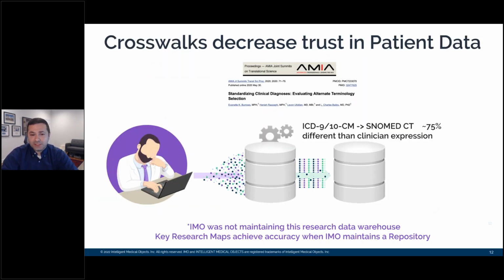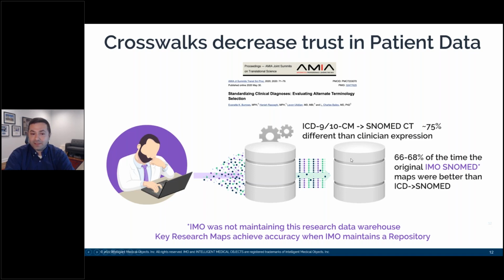Amy actually recently released a study that said, if I wanted to crosswalk patient populations from an ICD-10 code to a SNOMED code, that SNOMED code crosswalk was 75% different than what the clinician's expression was at the beginning of the statement. That is a big problem. And that's the problem when you focus on crosswalks to fill in those gaps of the telephone game. Crosswalks will break, and they'll break all the time.